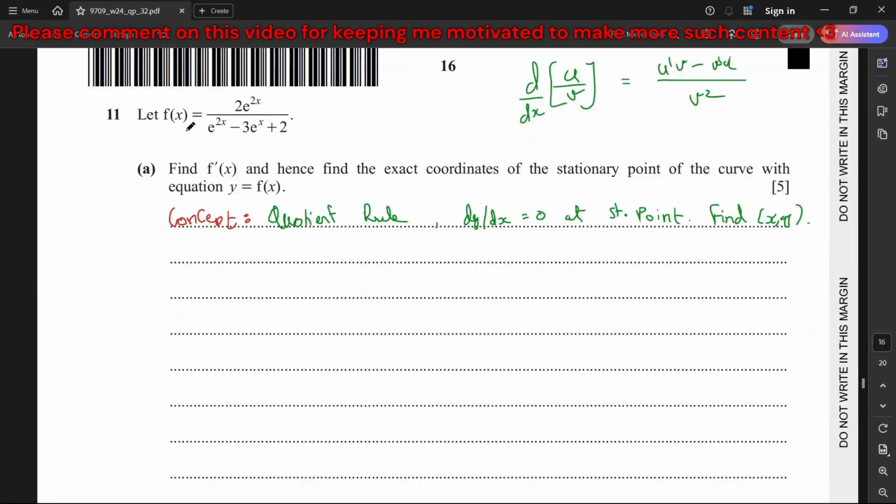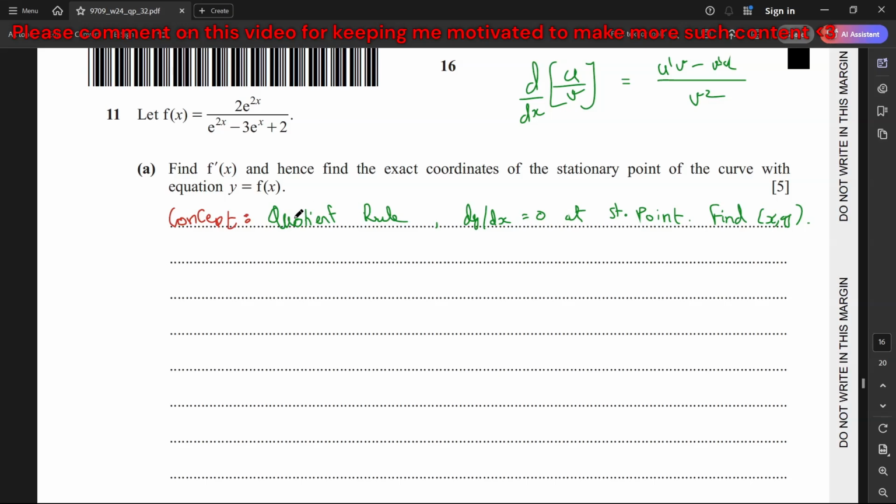Now for the last question, we are having f of x is equal to 2 e power of 2x divided by this particular term. We have to find in part A the f dash x, basically the derivative of this function, and then find the exact coordinates of stationary points. So basically when the derivative is equal to 0, I just need to find out the x and y coordinate, and that is exactly what I've mentioned in the concept over here. Now let's get started.